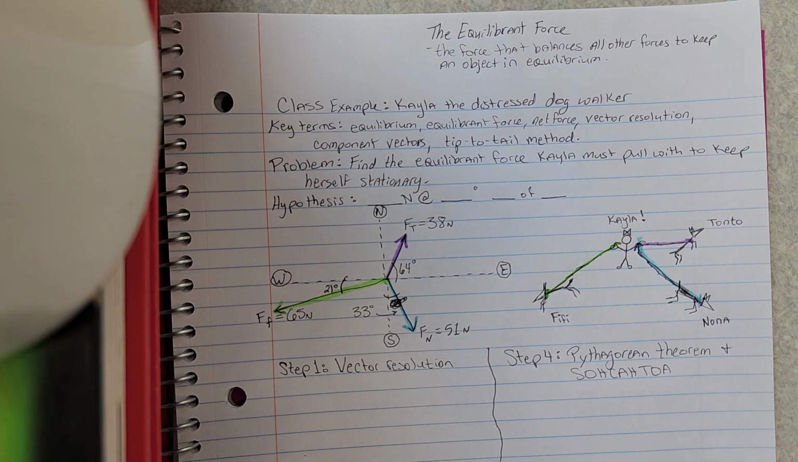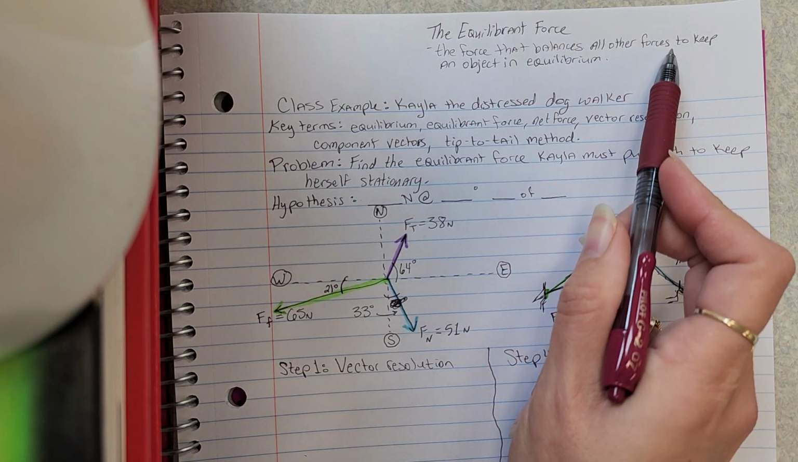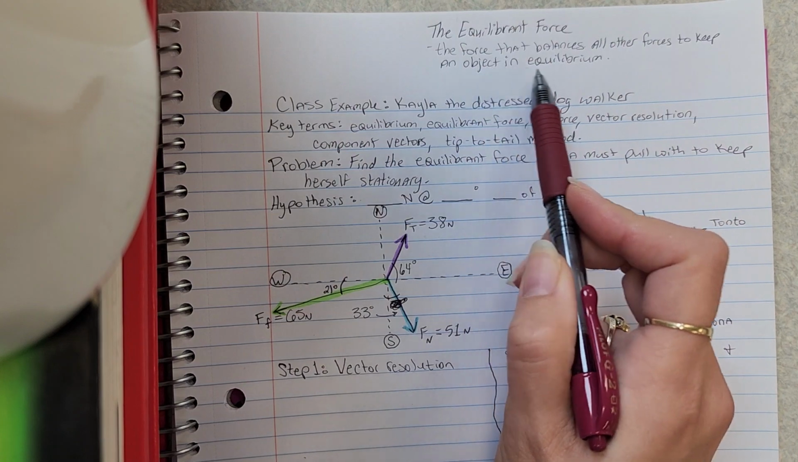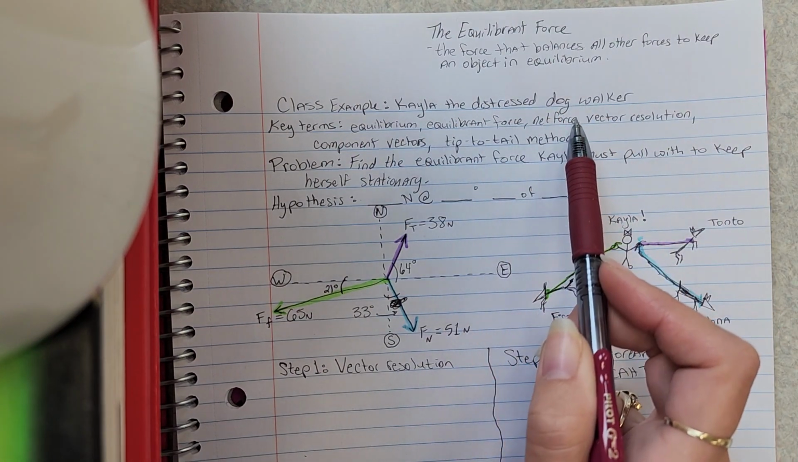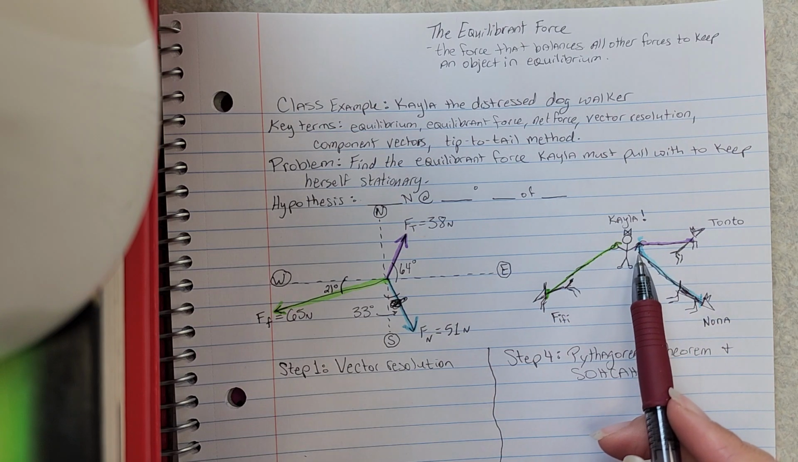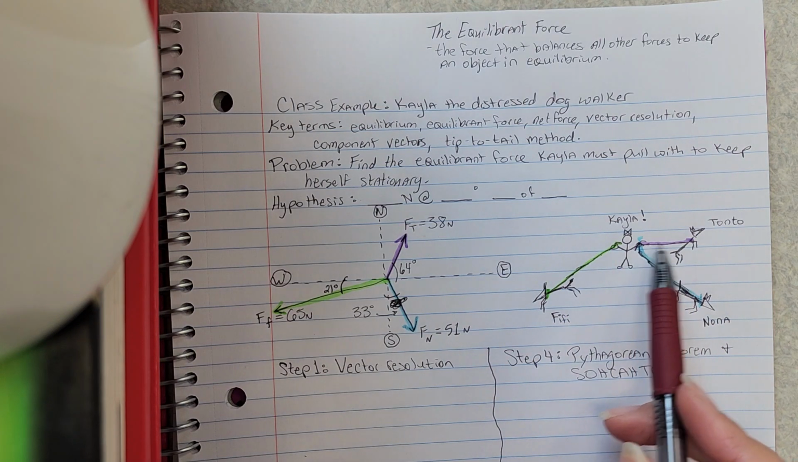Hey guys, we're going to look at an example of how to calculate the equilibrant force. The equilibrant force is a force that balances all other forces acting on an object to keep that object in equilibrium. This example is about Kayla, the distressed dog walker.